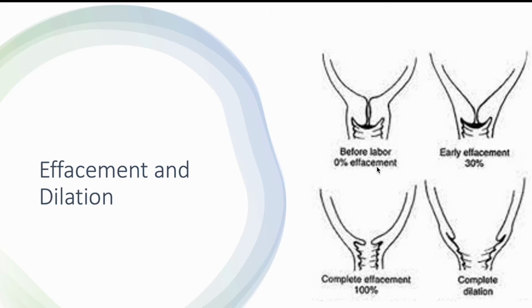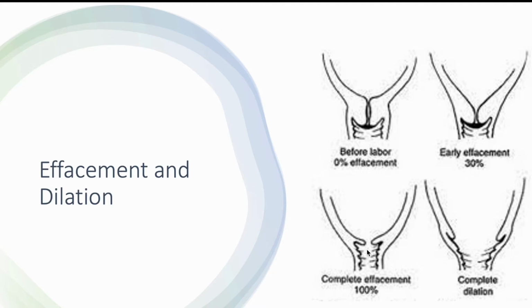I also want to tell you that effacement is measured only in percentage and dilation is measured in centimeters. So here there is no dilation and no effacement, so 0% effacement. If we go to the second diagram, we see that some thinning has happened. Why did this happen? This is because of the uterine contraction. Uterine contraction causes effacement and dilation. The thinning is about 30%, so the cervix has gotten thinner by about 30%.